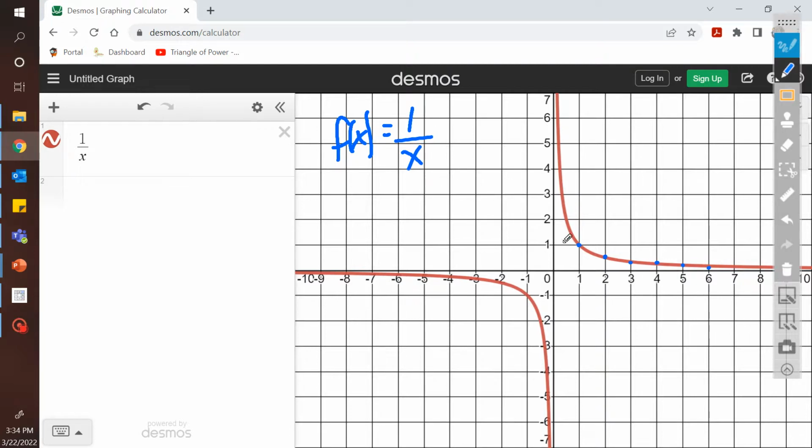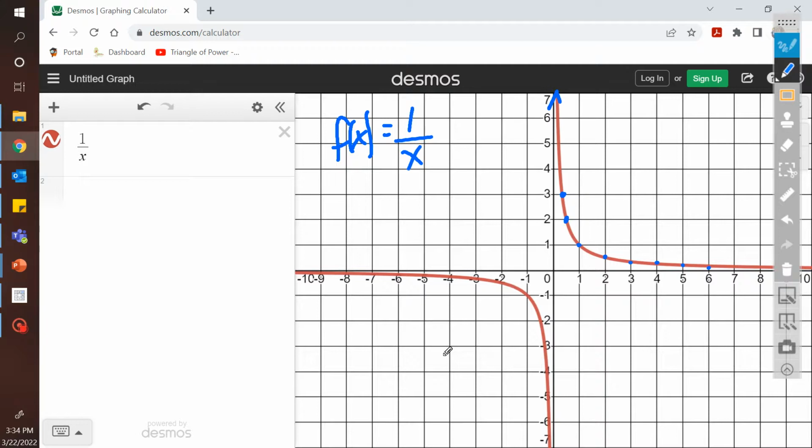If you plug in 1/2, 1 divided by 1/2 is 2. If you plug in 1/3, 1 divided by 1/3 is 3. So as you plug in smaller and smaller fractions, this gets bigger and bigger, and that's why it goes up over here. It gets really big over here and gets really small over here.